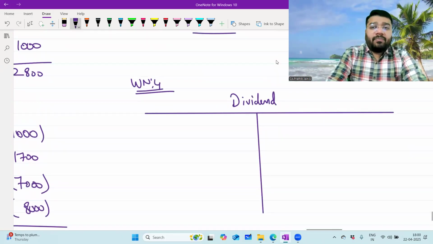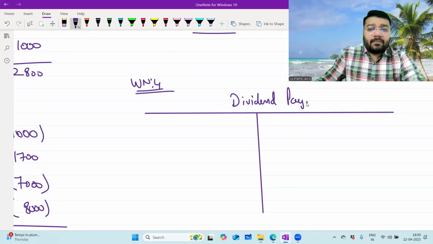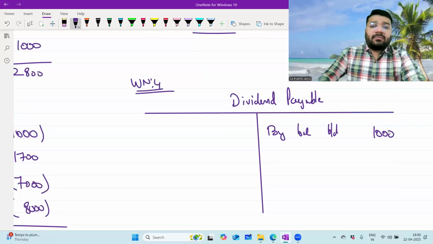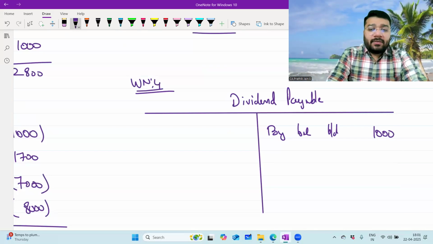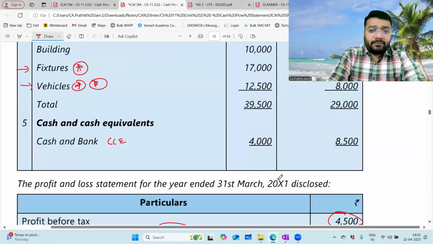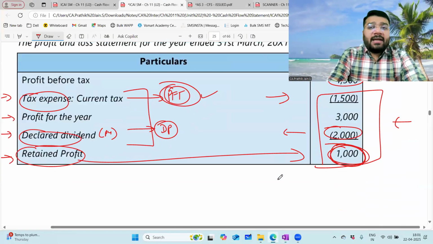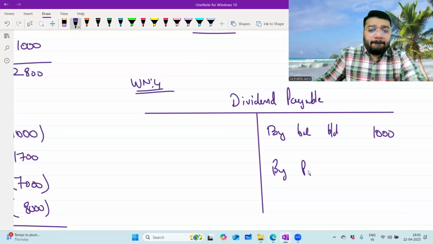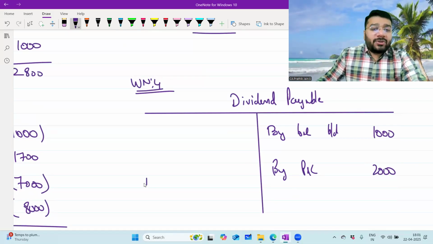Dividend payable. Please open the dividend payable ledger. So what is the balance brought down? By balance brought down, how much? 1,000. Dividend declared in the current year is 2,000. By P&L 2,000. Closing balance is how much? To balance carried down is 0.